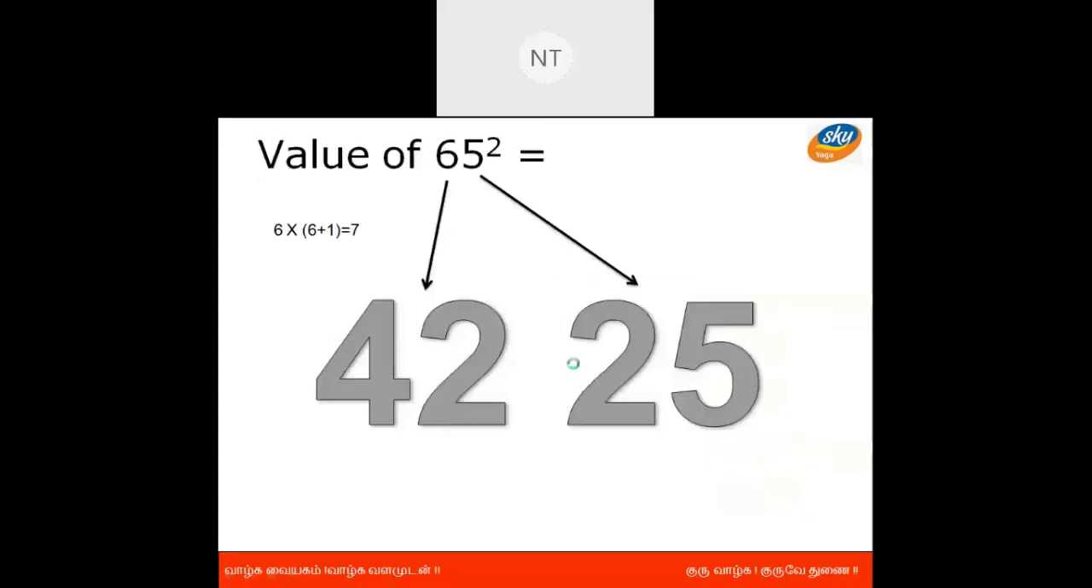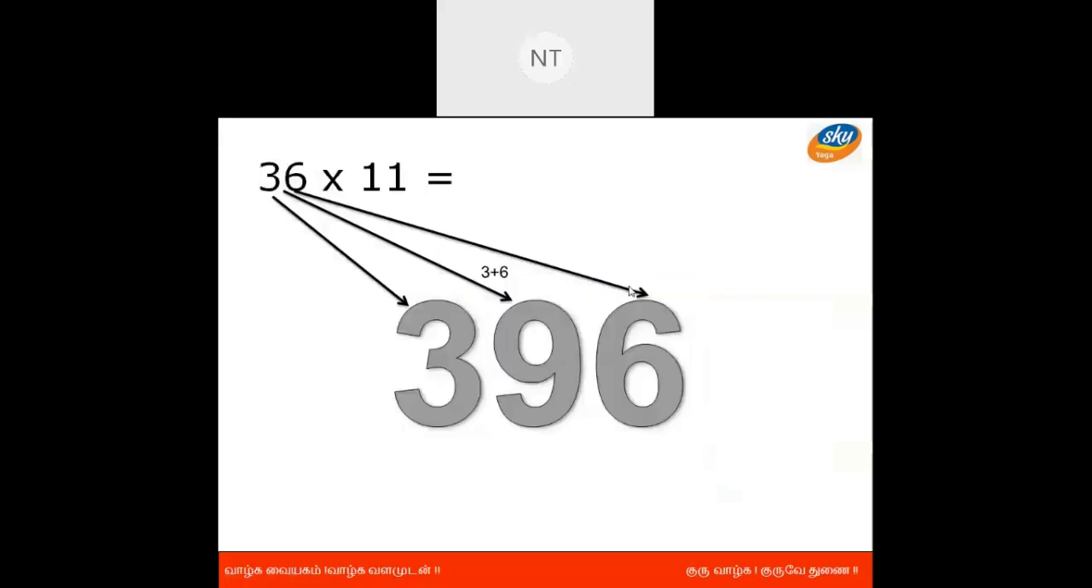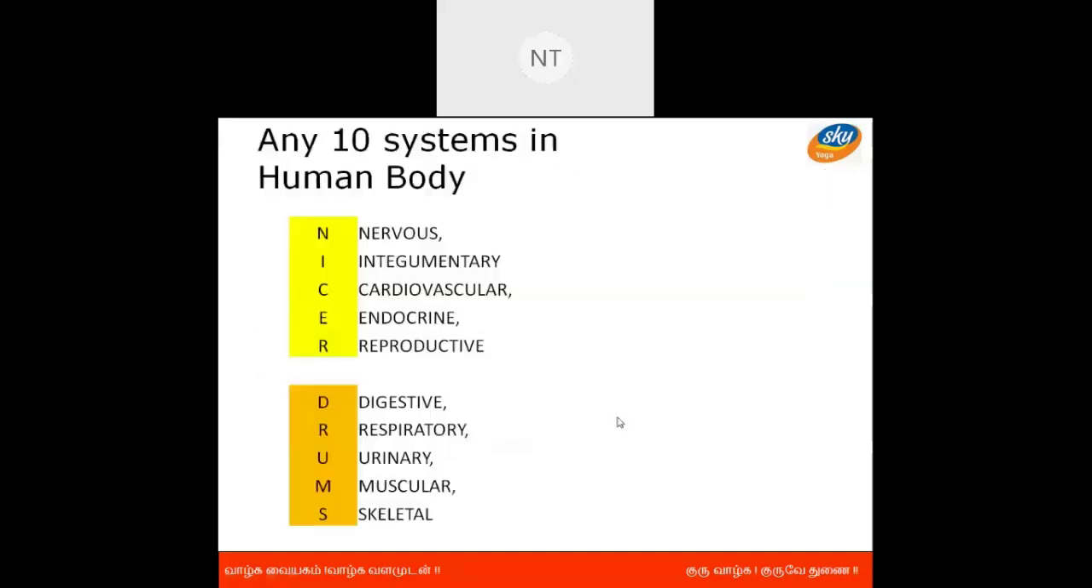The thing which I told you in the beginning, acronyms. See, suppose somebody asks you how many organs or systems are in your human body, or any 10, let's say. You have to remember one by one, but it is taking too much time. But if I say one single word, let us say NICER DRUMS, easily you can fill up.